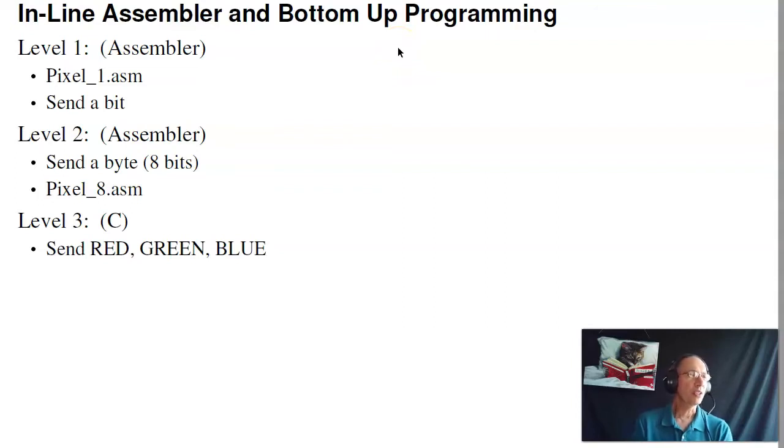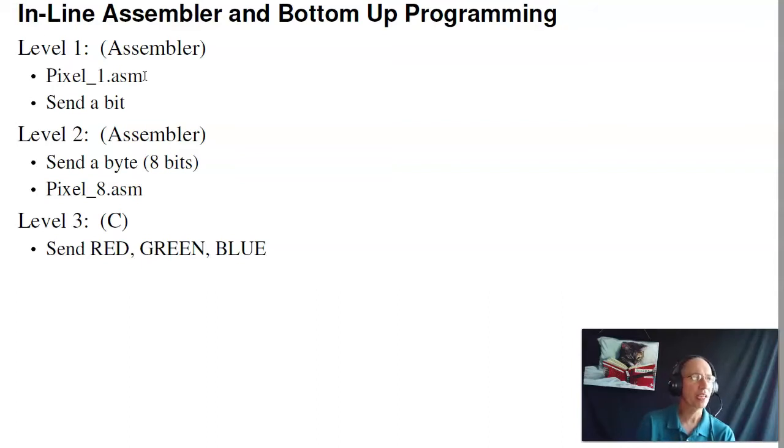And we're also going to use bottom-up programming. The low-level routines are assembler. The lowest level is just sending a single bit. I want to send a 0.3 microsecond pulse for 0, 0.7 microsecond pulse per 1. That's sending a bit. That's the assembly routine pixel 1.